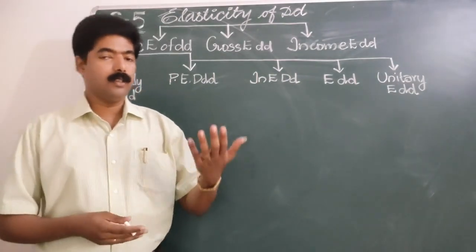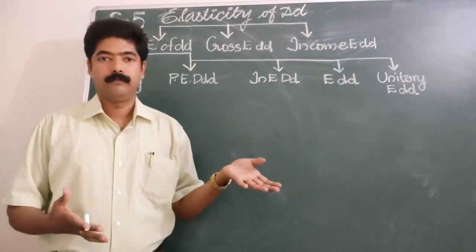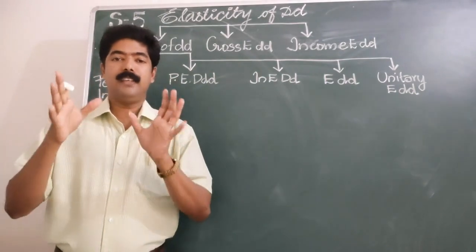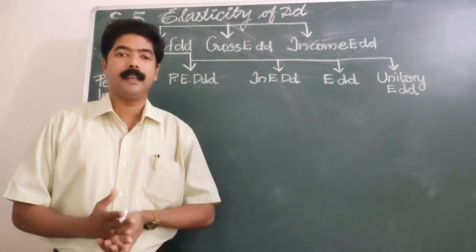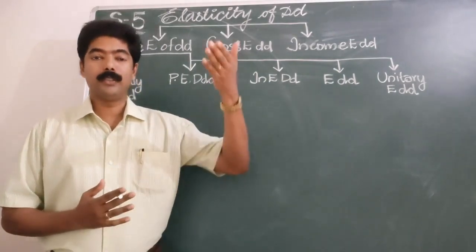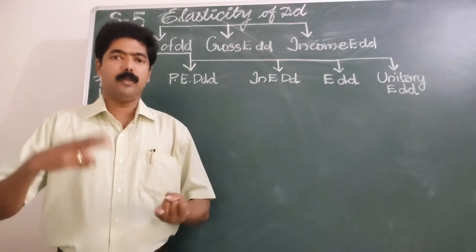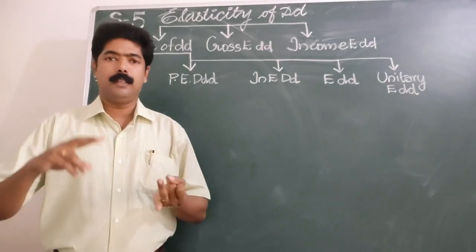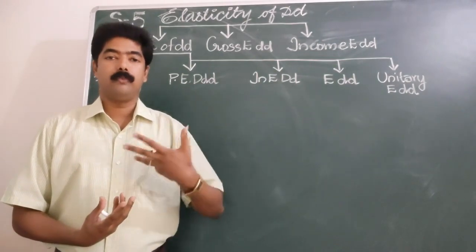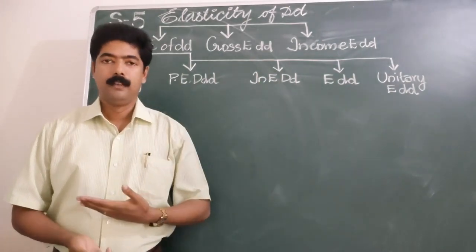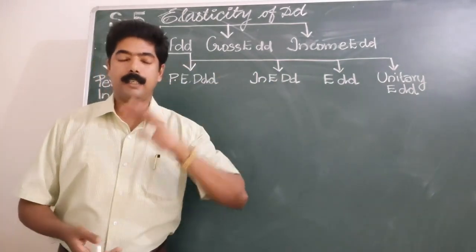In order to understand elasticity of demand and its types, we have to study the definition very clearly, which describes how the quantity demanded varies due to changes in any of its determinants. We have already studied the determinants of demand: price of the commodity, income of the consumer, taste and preference of the consumer, size of population, and so on. Any such determinant changing causes a change in quantity demanded.